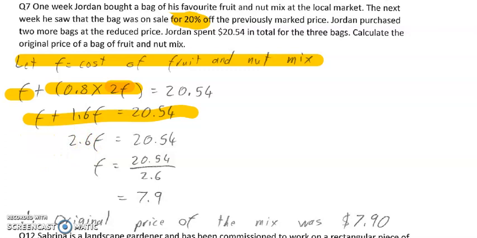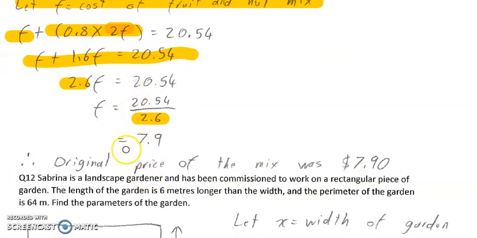Then, this is a pretty easy equation we've got now. 2.6F equals 20.54. Well, I just need to get the 2.6 to the other side. What's the opposite of multiplying by 2.6? Dividing by 2.6. So F is equal to 7.9.